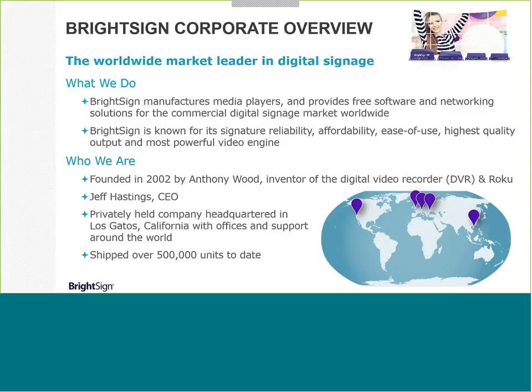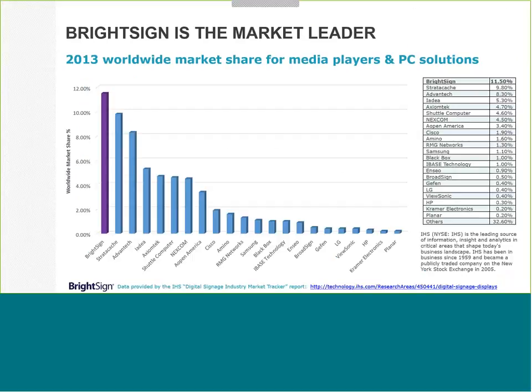So about 40% of our total revenue is actually done in Europe and Asia. Obviously 60% done in North America. So the number of 500,000 units sold to date is actually more like 750,000 units. So we are the market leader. We've sold more media players than anyone in the world, and that continues to rise.